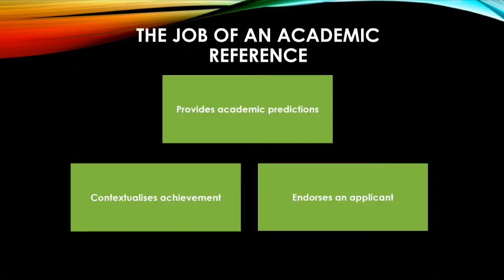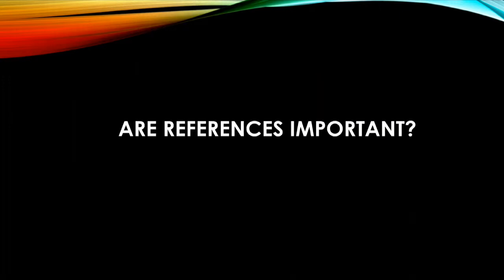So what's the job of an academic reference for a university application? Well, three things really. It firstly provides academic predictions about the student's potential to achieve exam results. It contextualises achievement and it endorses an applicant. So essentially what it does is backs up the things that the applicant may be saying about themselves. So are references important? Well, the short answer is yes. Yes, they are an incredibly important part of the UCAS application process. But don't just take my word for it.